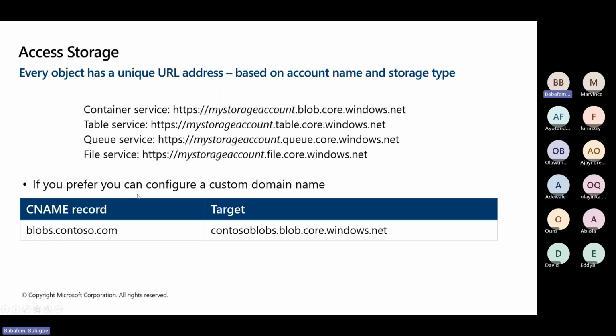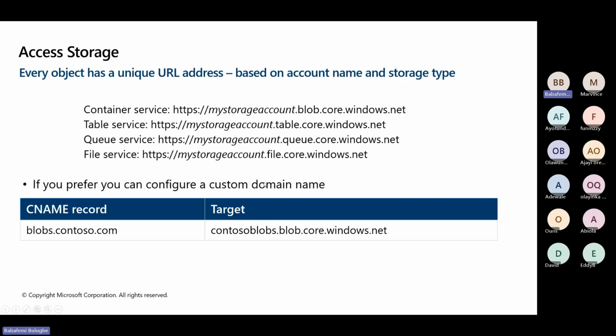So this is just an example of a storage account that has been created with the name Contoso Blobs. So the URL is going to be contosoblob.blob.core.windows.net. Now let's take, for instance, we are trying to send this out. How many people will remember contosoblob.blob.core.windows.net? So with that, you can take advantage of the custom domain.